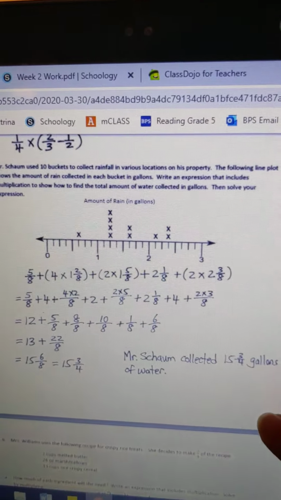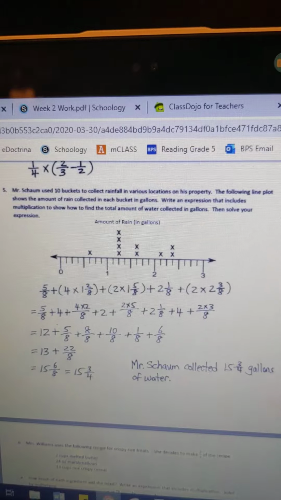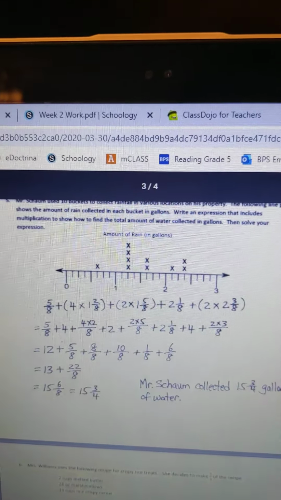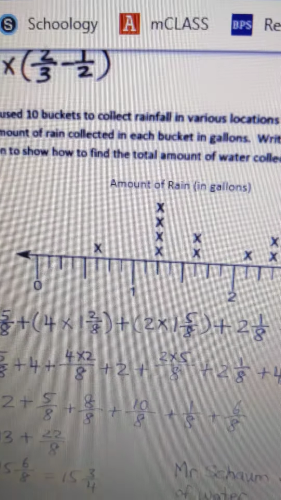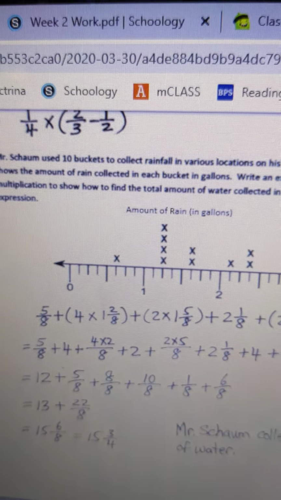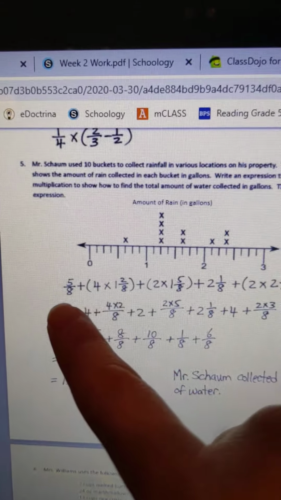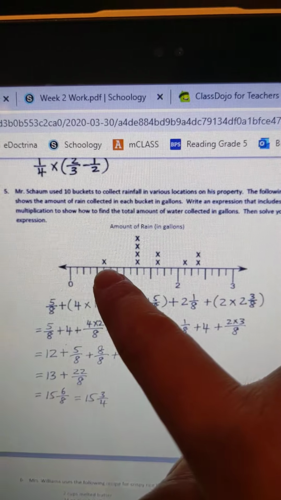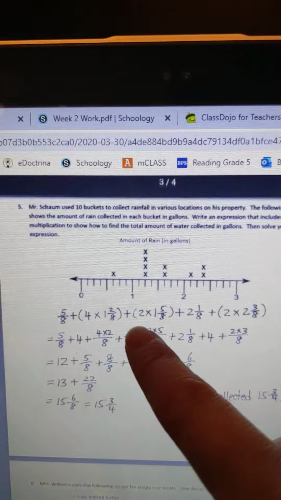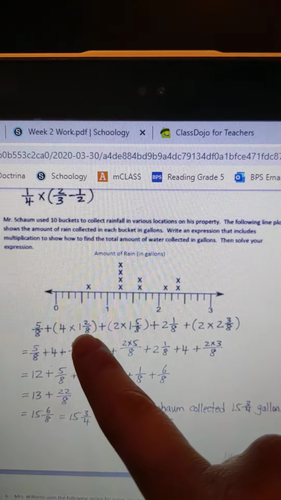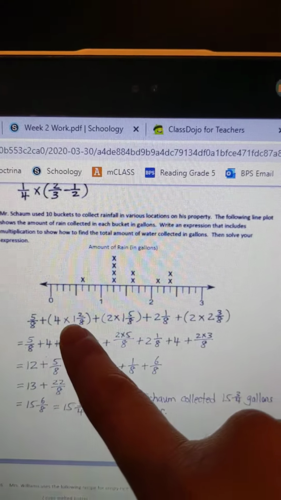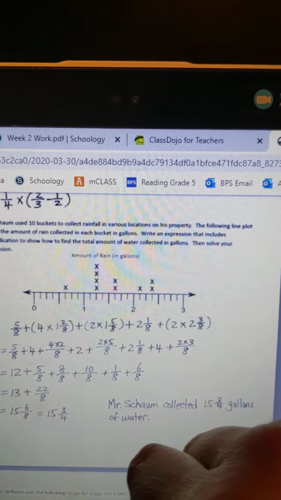Number 5 is a line plot. Lovely line plot. I know you guys love it. So between 0 and 1, there are 8 dashes, so that means each dash is worth 1/8 of a gallon. So 5/8 only appears one time. There's only one x over 5/8. That's why there's just 1 5/8. For 1 and 2/8 at this mark, there's 4 x's. That's why it's 4 times 1 and 2/8.